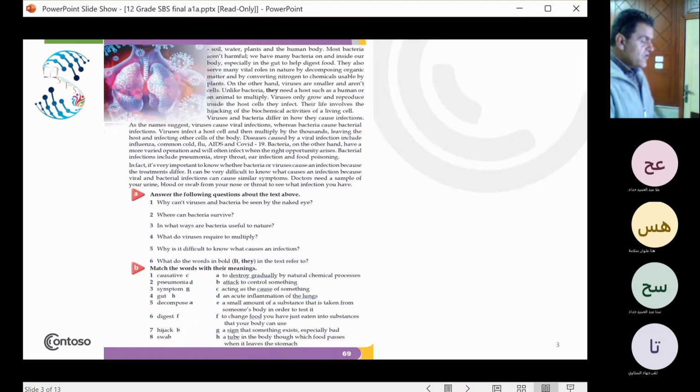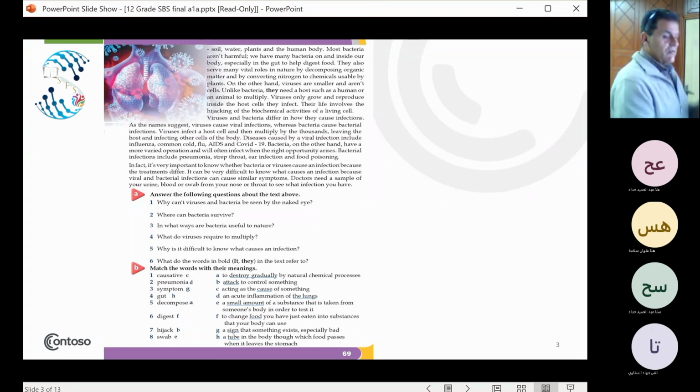And the eighth word is swab. What does it mean? Let's find out. Swab means a small amount of a substance that is taken from someone's body in order to test. What is the key word here? The key word here is small amount. It means a sample of blood, for instance. These are the new words, the new vocabulary, which will appear in our lesson.